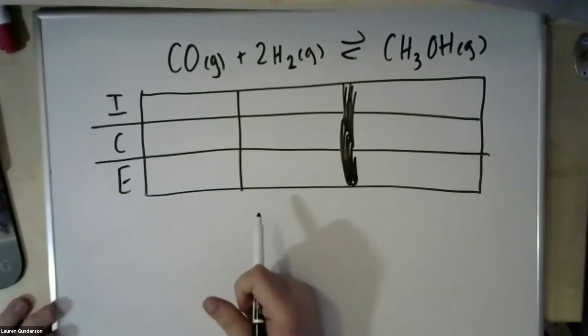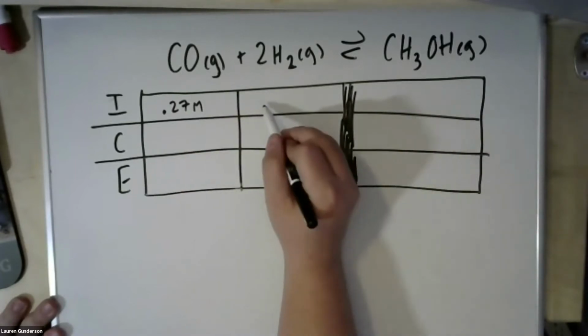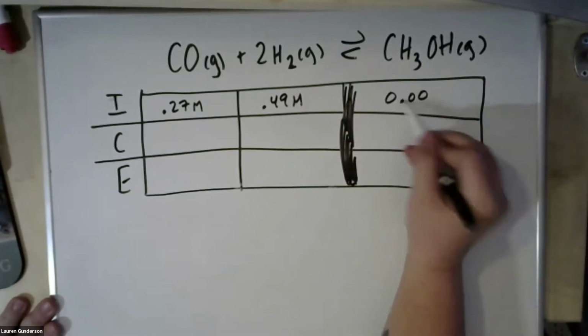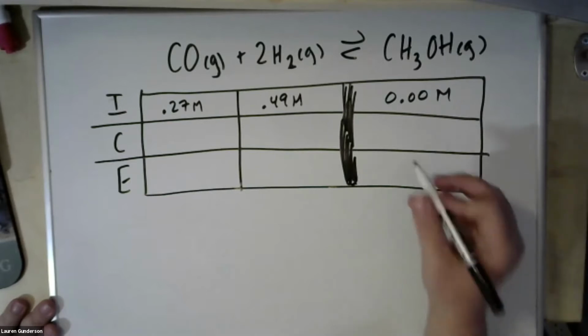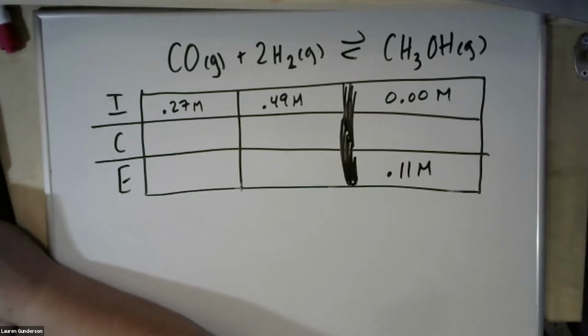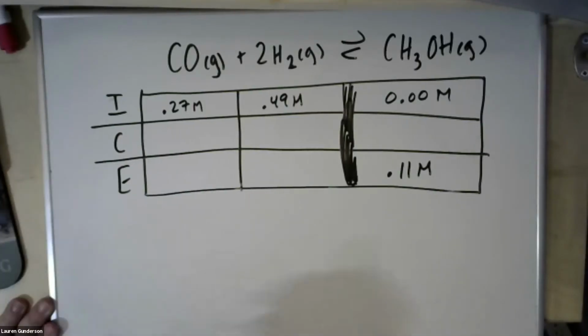So initial concentration of CO of 0.27 molar. H2 will be 0.49 molar. And we can fill a 0 in for the CH3OH. And at equilibrium, the concentration of the CH3OH is 0.11 molar. Let me just show you the question in case you want to write it down. You can pause it and write it down properly. But this is the main information that I pulled out of it.